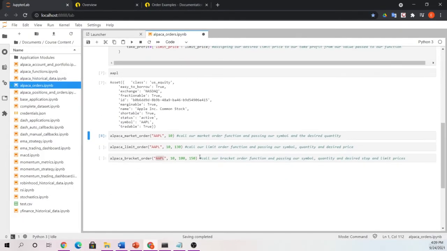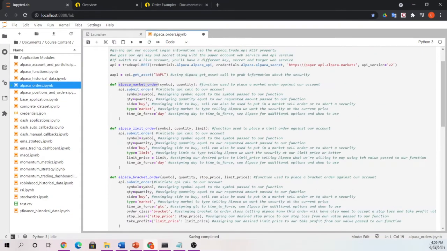All right, same, we're going to now run our limit order. Here we are going to pass it again Apple, quantity of 10, and a limit price of 130. So we're going to call Alpaca limit order. We're going to tell it Apple, quantity of 10, and a limit price of 130.